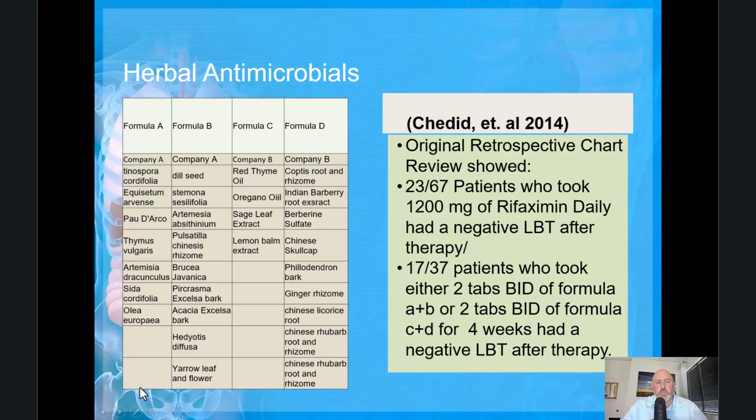And we do use these formulas quite a bit. I've even seen them being prescribed in some gastroenterology offices. So it's something to research as an alternative.